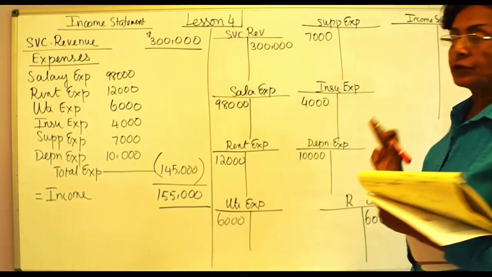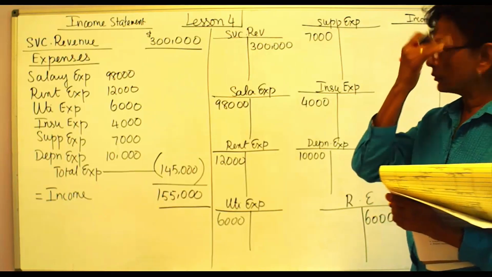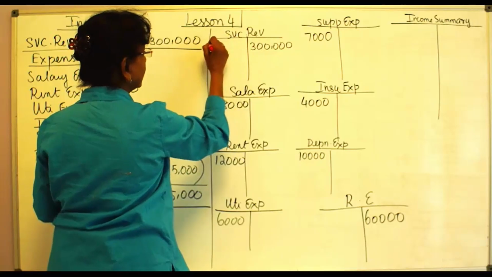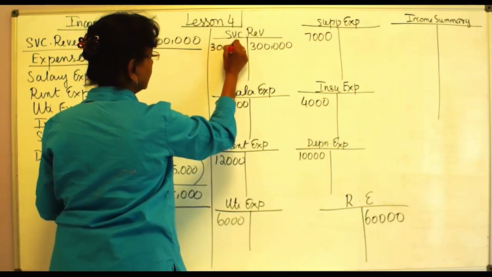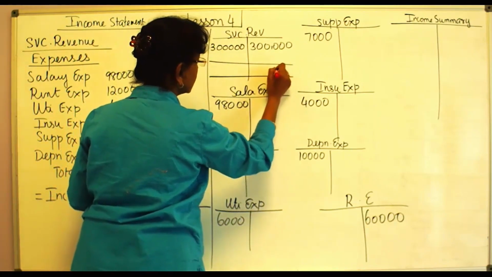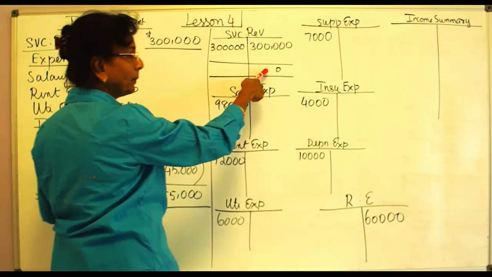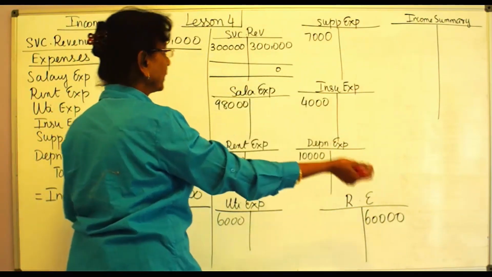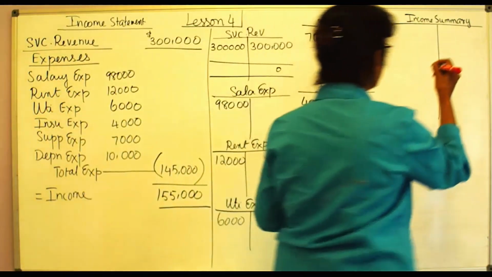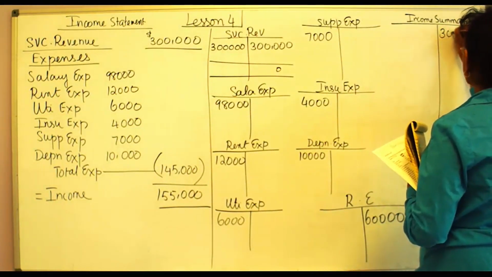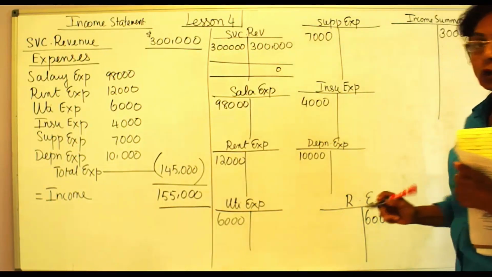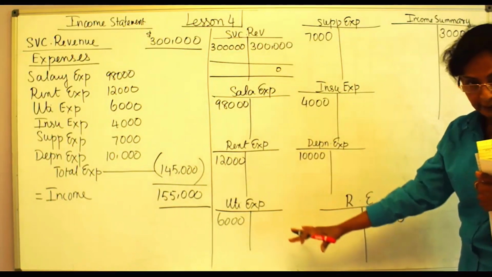So first we are going to close the revenue account. For that we are going to debit service revenue 300,000. Now the balance is zero, and this $0 balance will be carried over to the next period. So first we debited service revenue, you will credit the income summary 300,000, and then you close all your expenses.